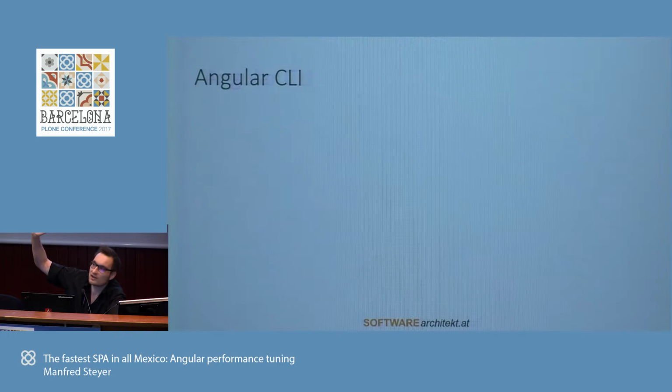Who is using the Angular CLI of you? Okay, about half. Who is using something else like Webpack or System.js? Okay. So when we are leveraging the Angular CLI, we can just do a production build. That means we are calling ng build with --prod, and now we get all these optimizations like minification, uglification, production mode. We even get AOT and tree shaking.